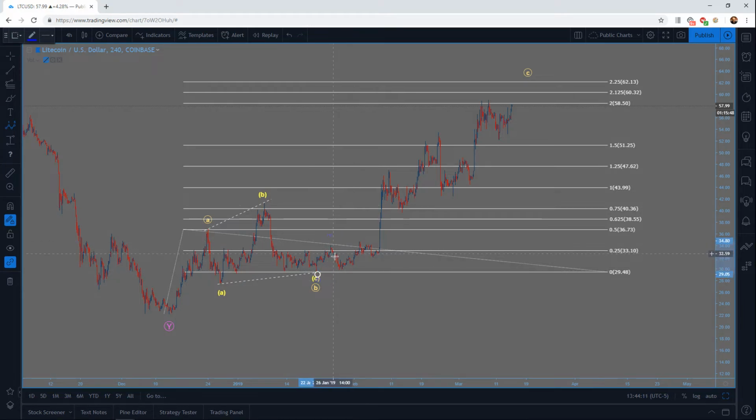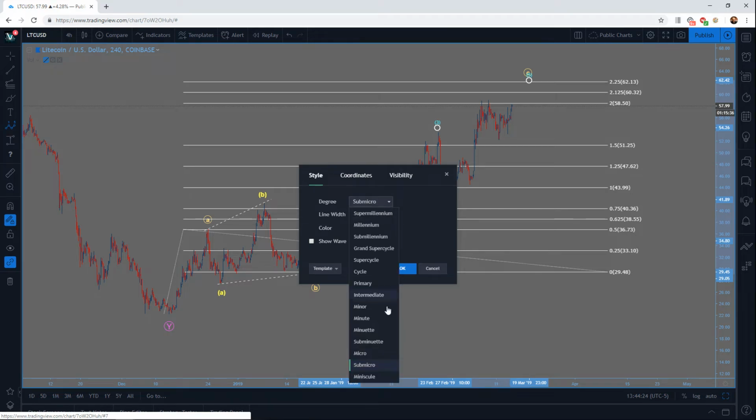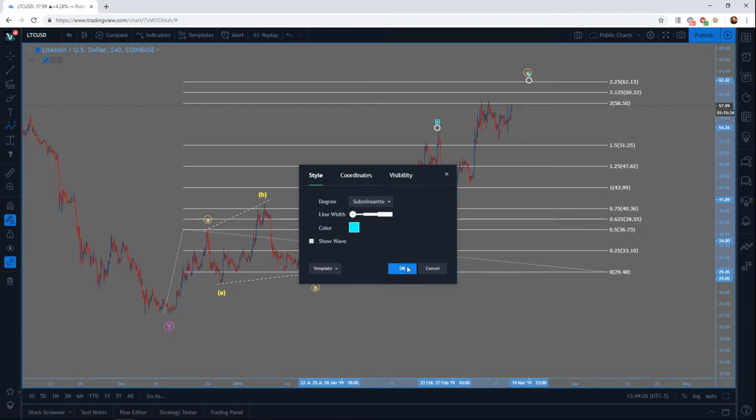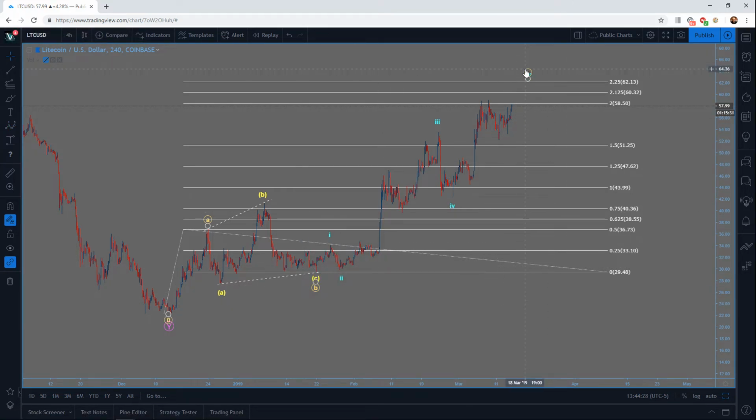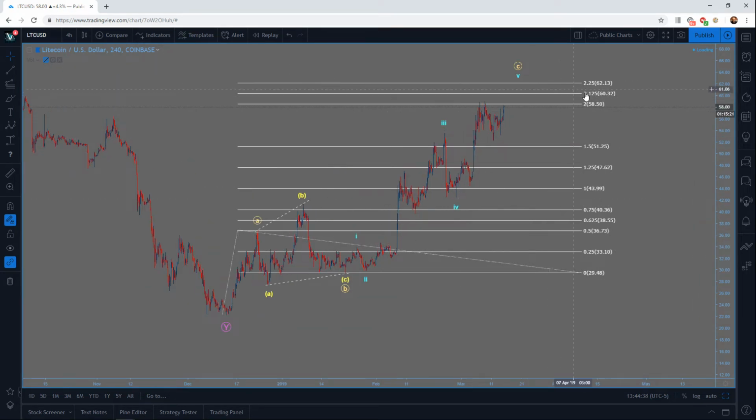So we then have something like this. 1, 2, 3, 4, and a 5 going in. And that would be an impulsive move, like this. And these are kind of the levels I expect.